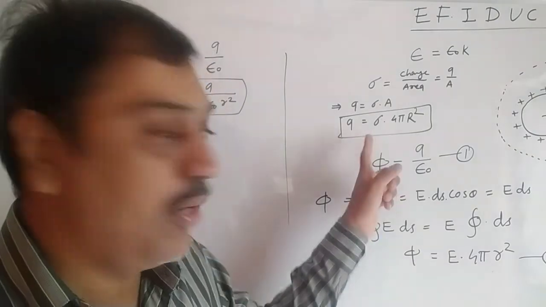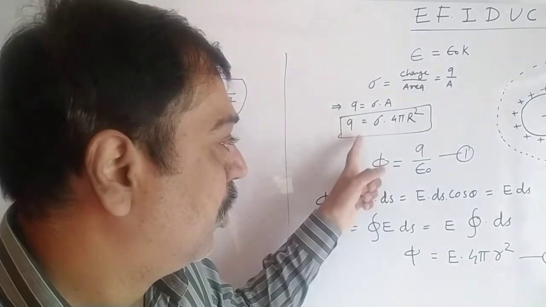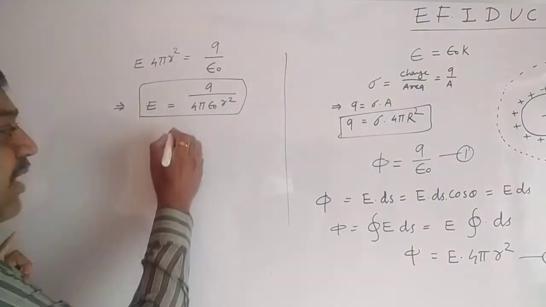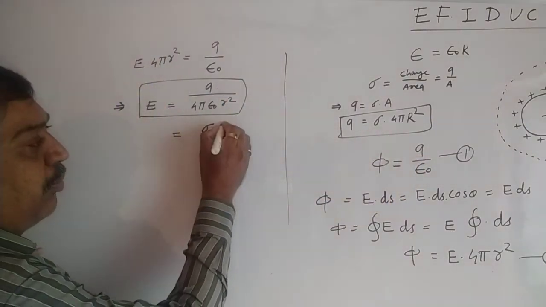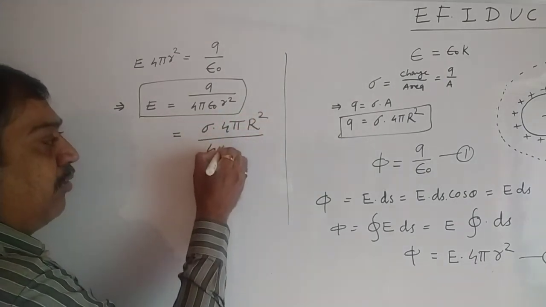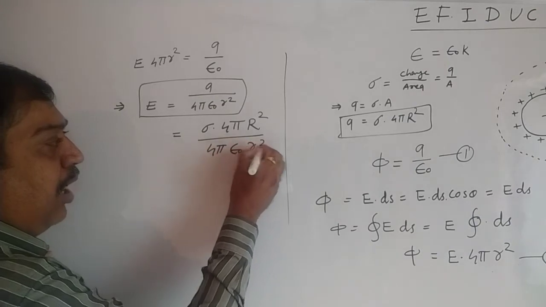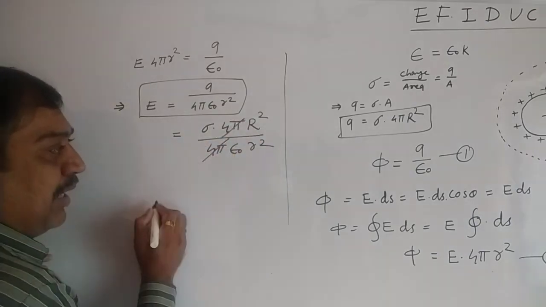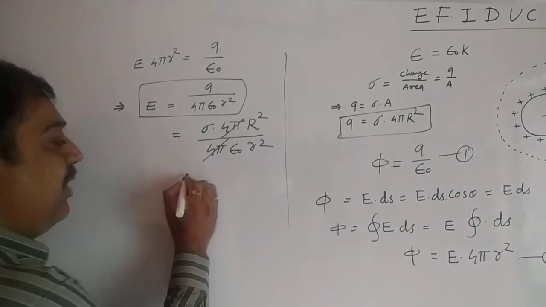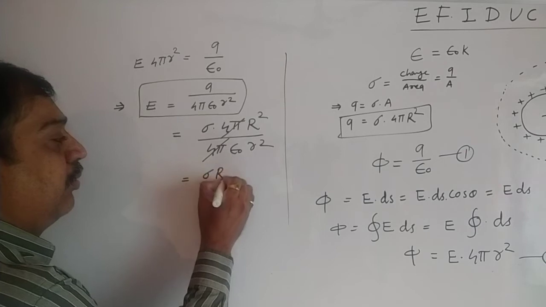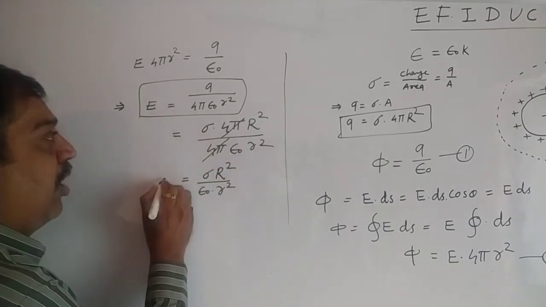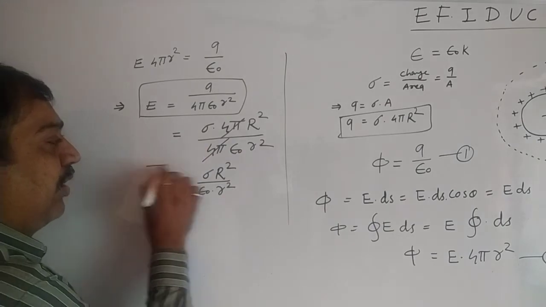Now the question comes here: if you remember, we have found out what Q is. Q is equal to sigma into 4 pi r square. Put this value here, so you can write this as sigma into 4 pi r square divided by 4 pi epsilon 0 r square. 4 pi cancels out. What is remaining is sigma into R square divided by epsilon 0 into small r square. That is the electric field intensity.